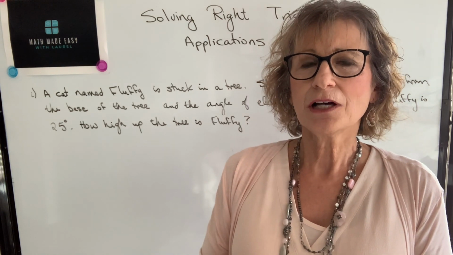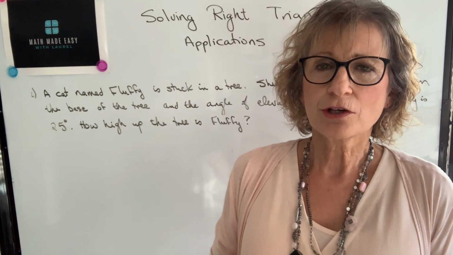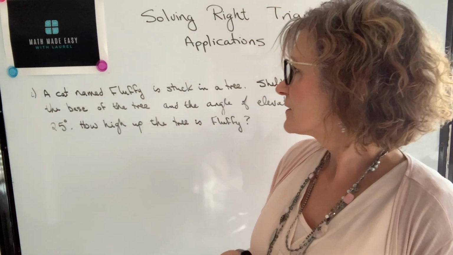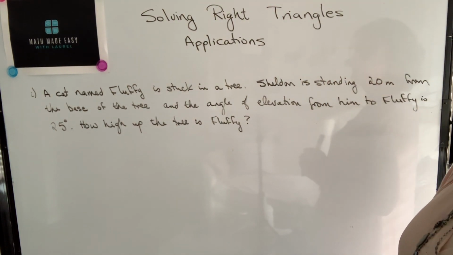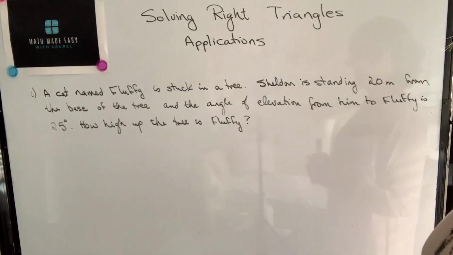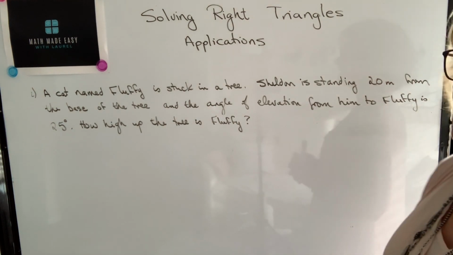So a typical question that you might see would be something like this one, which talks about the angle of elevation. So a cat named Fluffy is stuck in a tree. Sheldon is standing 20 meters from the base of the tree, and the angle of elevation from him to Fluffy is 25 degrees. How high up the tree is Fluffy?